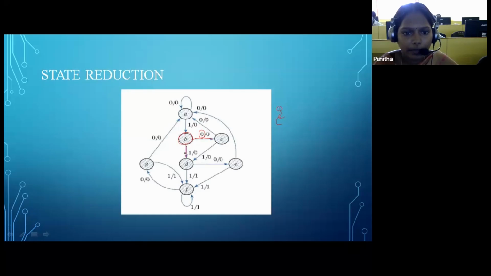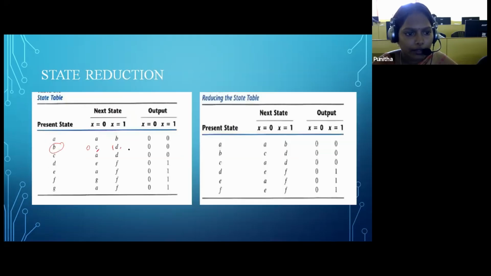Applying 1 to B, my next state is D. So for 0, my next state is C. For 1, the next state is D.